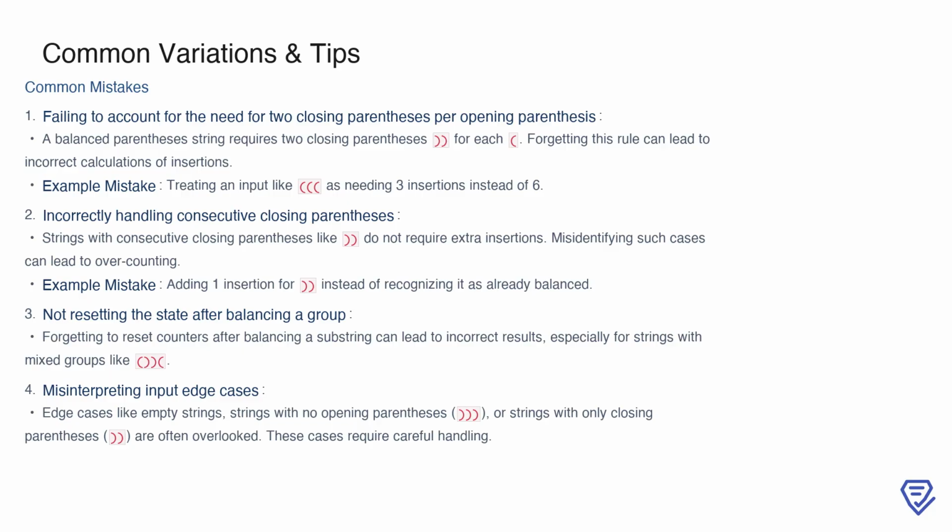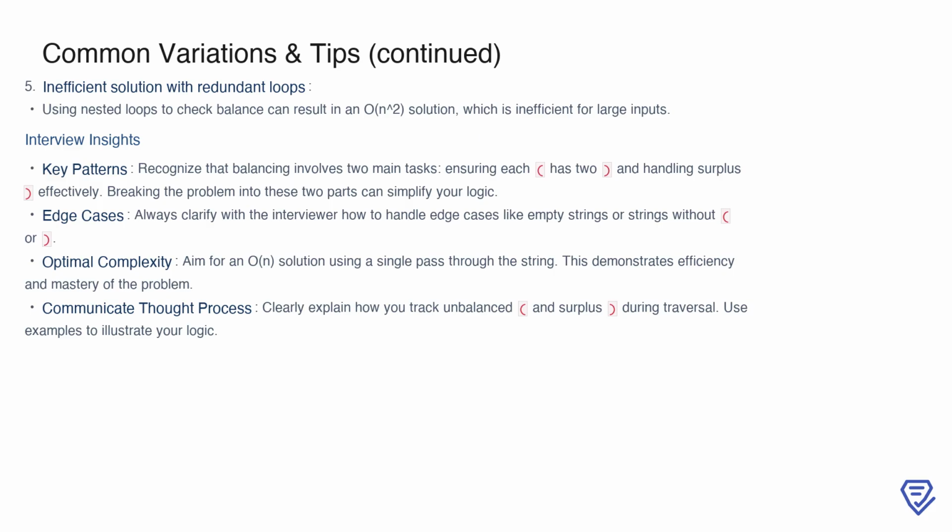Finally, don't overlook edge cases such as empty strings, strings without opening parentheses, or strings with only closing parentheses. These scenarios require careful handling to ensure your solution works for all possible inputs. Inefficient solutions are another pitfall to avoid. Using nested loops to check for balance can quickly lead to an O(n²) solution, which is impractical for larger inputs. Instead, focus on simplifying your logic.